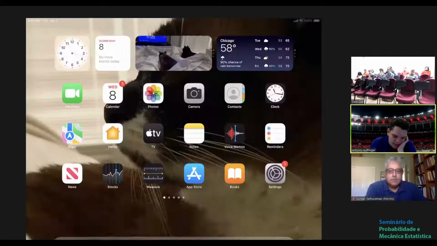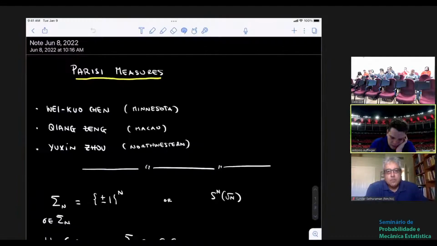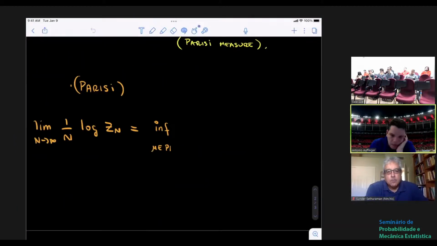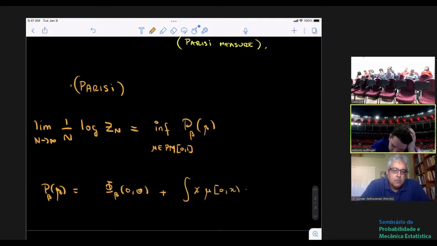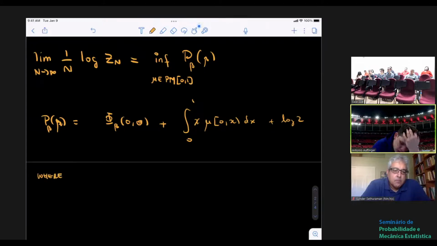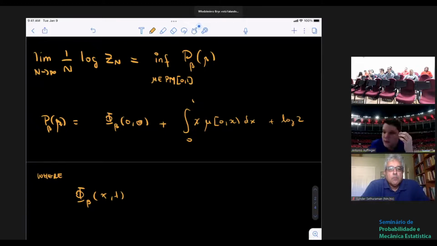What is this phi of beta? Oh, I'm sorry, I think I just lost everything that I wrote. I apologize. So this is the infimum of P of beta over probability measures on 0, 1. What is this P beta of mu? Again, it's a non-linear term plus something that's easy, where this function phi is a solution. Oh yes, I missed this square.